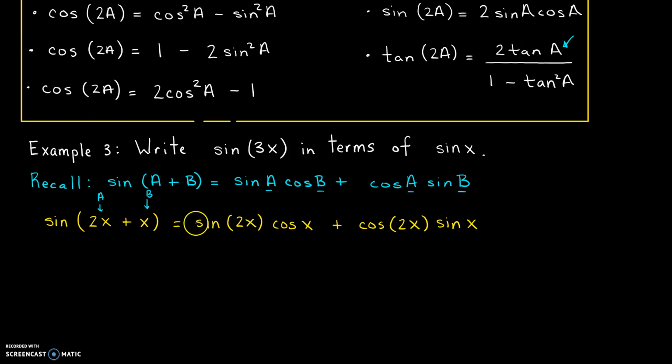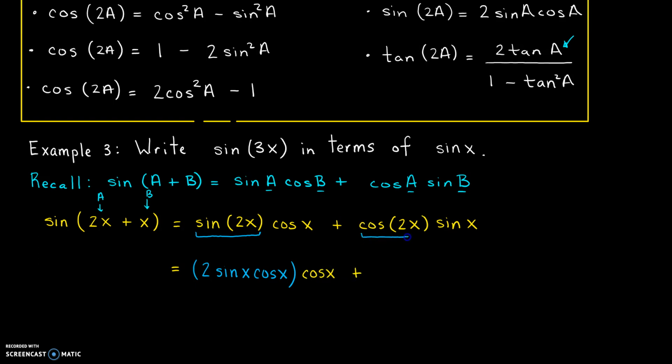I'm going to change this little piece right here. So this is going to equal 2 sine x cosine x, right? That's nice because now it's in terms of just x, which is what I'm after. I'm going to bring down this cosine of x here, and then plus, and now I'm going to rework this as well.